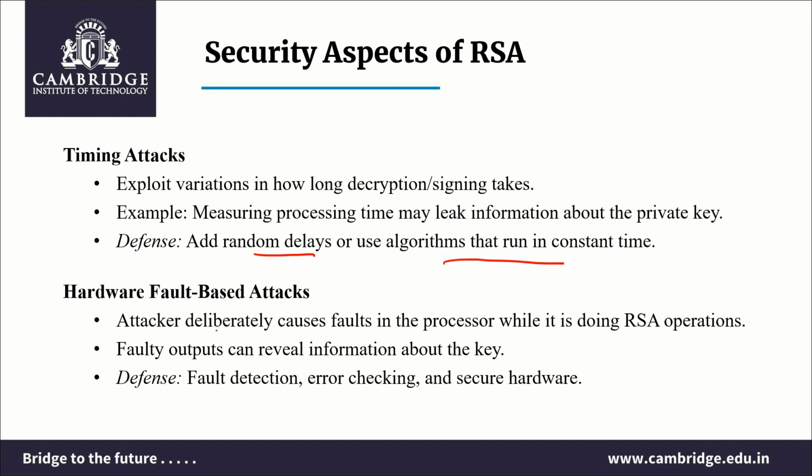Now, hardware fault based attack. So here what we are trying to do is, while the RSA operation is going on, the attacker would try to deliberately cause a fault in the processor, and from the faulty output that we get, he is going to retrieve some information about the key. So purposefully the attacker himself is introducing a fault in the processor during the RSA operation, such that from the faulty output that we get, we are trying to retrieve some information out of it.